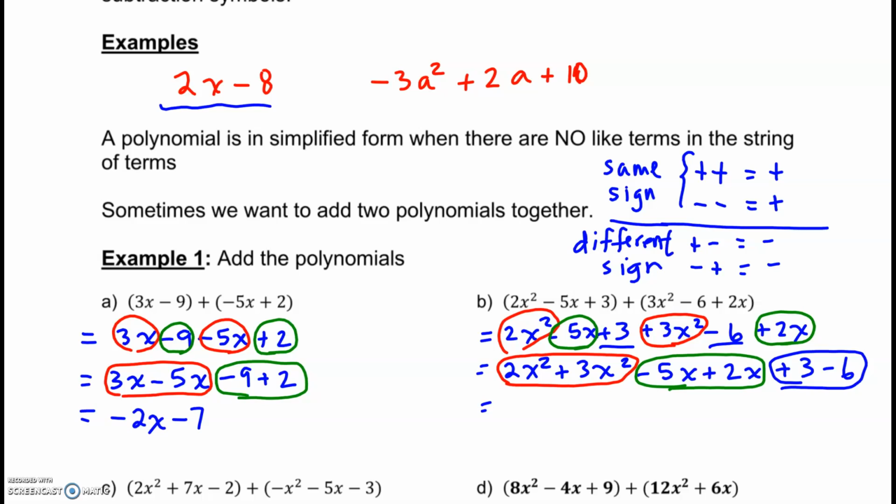Okay, so we need our three answers. 2 plus 3 is 5x squared. Negative 5 plus 2 is negative 3x. And 3 minus 6 is a negative 3. And we're good. So we've simplified b by adding those polynomials together.